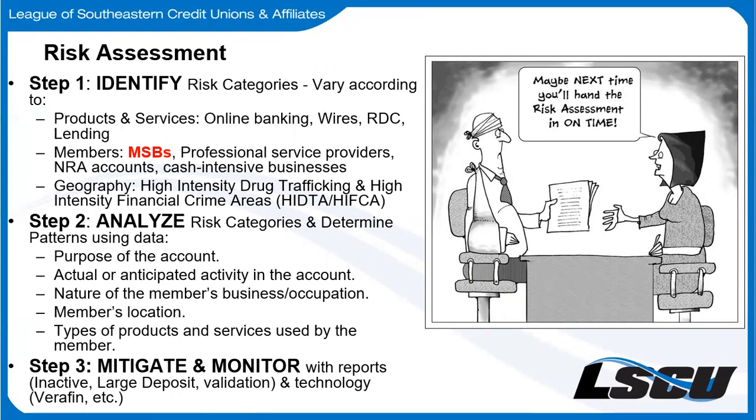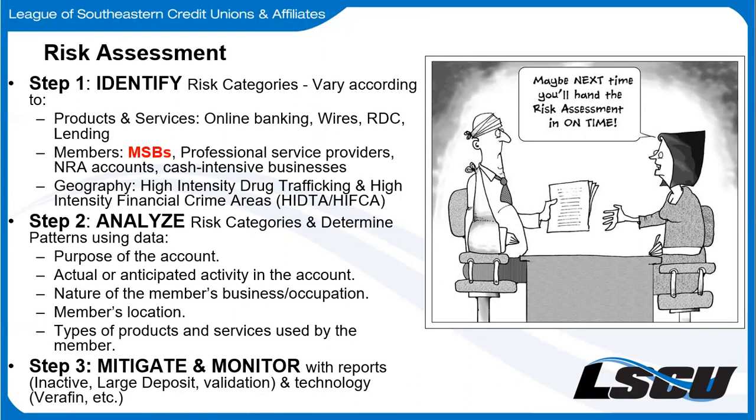Once we've taken some time to identify our areas of risk, we can then move to step 2 to analyze our risk categories and determine patterns that we see using data available to us. You can see some examples of some of these questions, including what is the purpose of this account and what type of activity do we expect to see through this account?